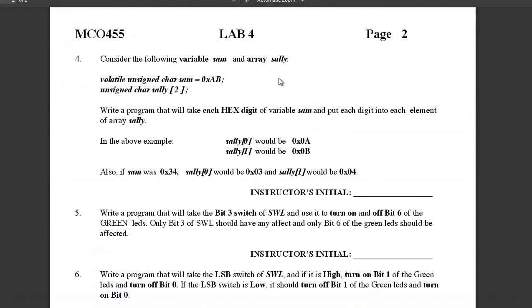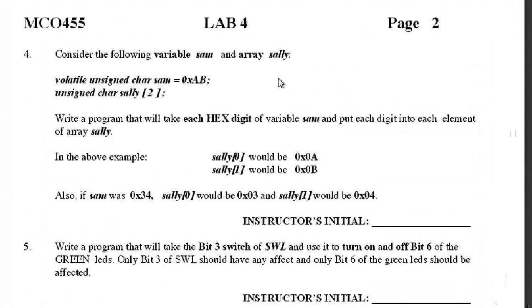Okay, now for the next initial, what we need to do is consider the following variable Sam and array Sally. Now Sam has AB. What we want to have is Sally, the first element will be 0 and the first digit here. And the other element of Sally will be 0 and the other digit. And we have to write the code to do this.